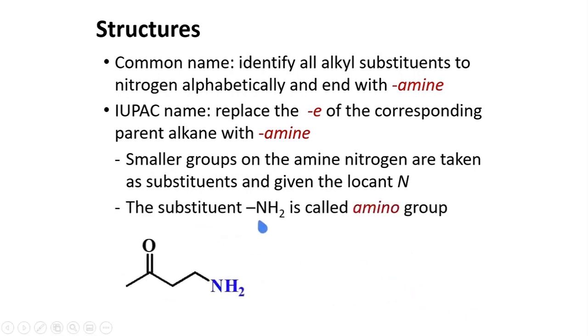The substituent NH2 is called the amino group. For this compound, the amino group is taken as a substituent to 2-butanone. So here the name is 4-amino-2-butanone.